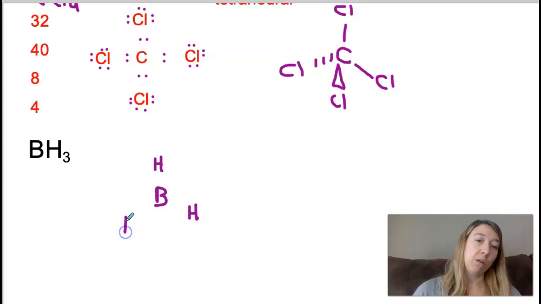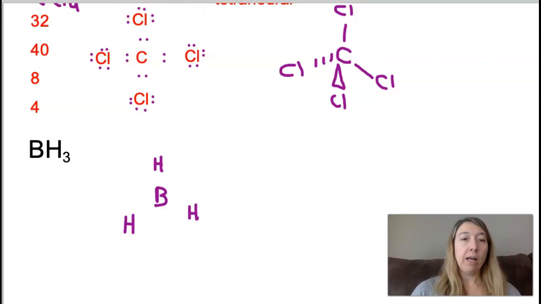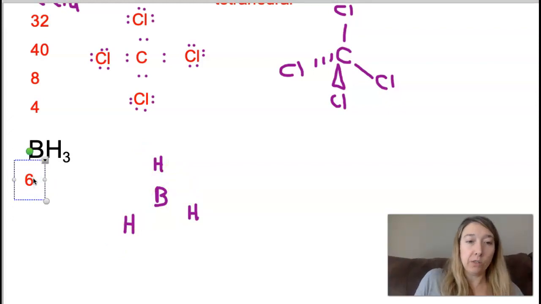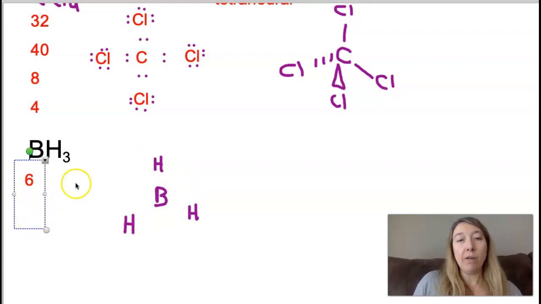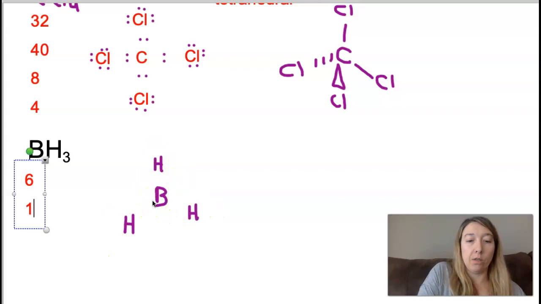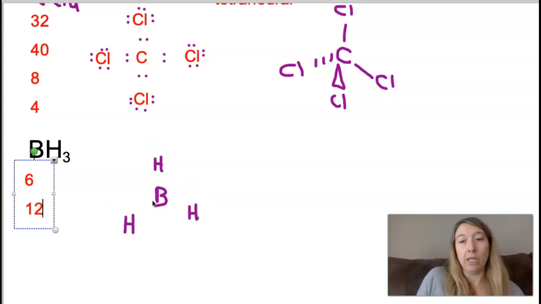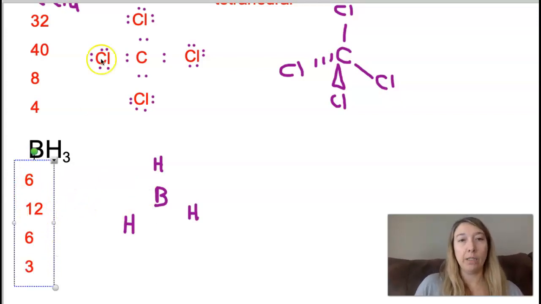So we're going to put those all around the B. If we figure out how many valence electrons, boron has 3. Each hydrogen has 1, so we have 6. If we wanted to give everything a full valence shell, each hydrogen wants 2, boron only wants 6. So that is 12, not 13, 12. And then we do 12 minus 6, which is 6. Then we divide by 2, which is 3. So we need 3 bonds.